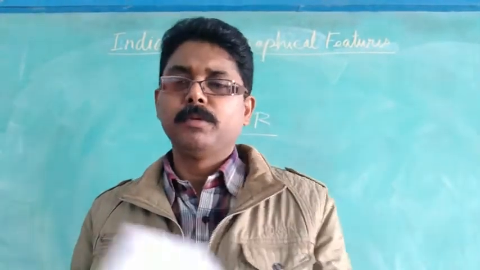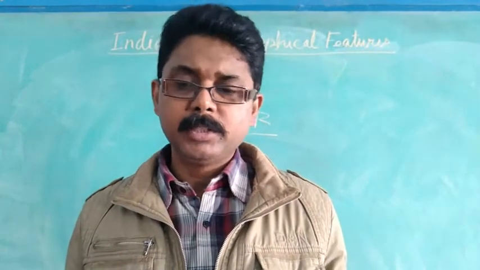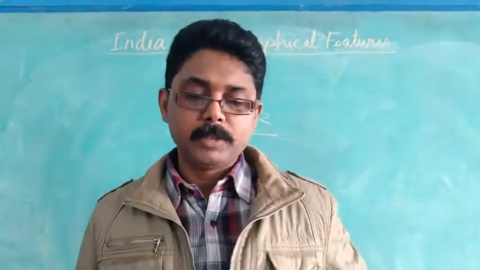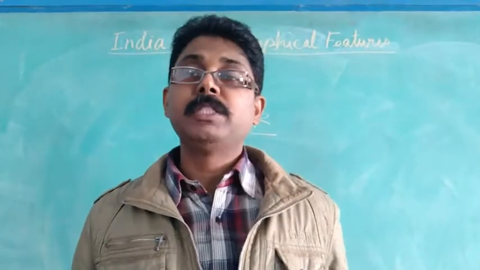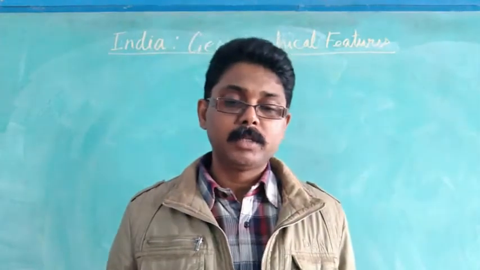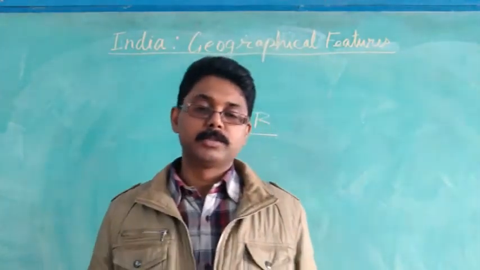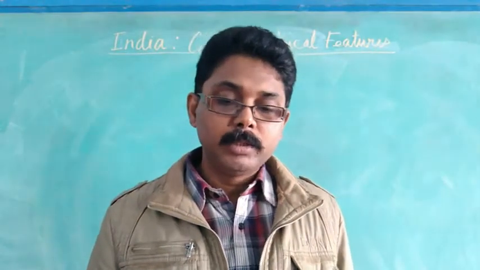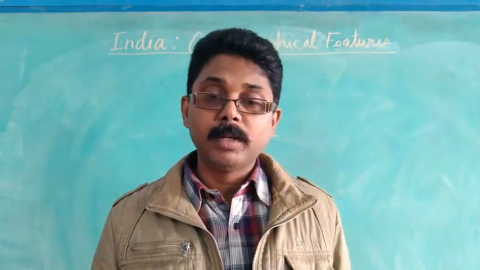So let's move further and see here. On the next page you will find another map. This map is about the physical divisions of India. Here you can find the rivers given, and different colors. The brown color shows the Himalayas.